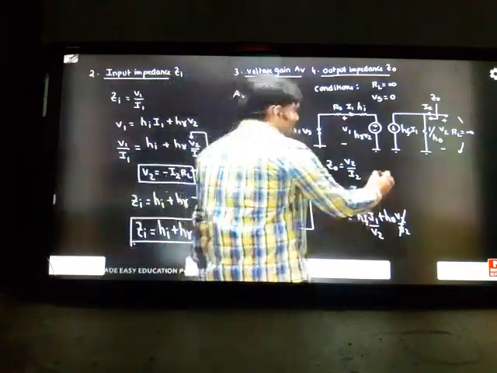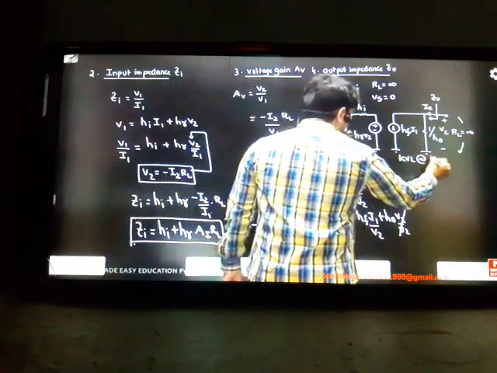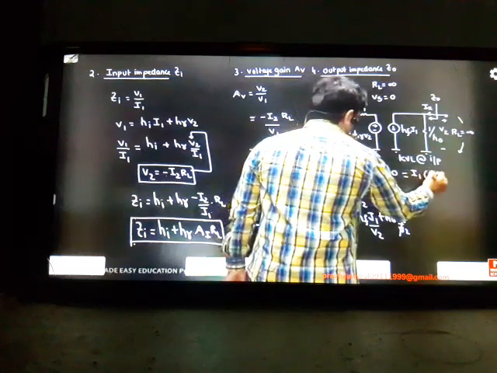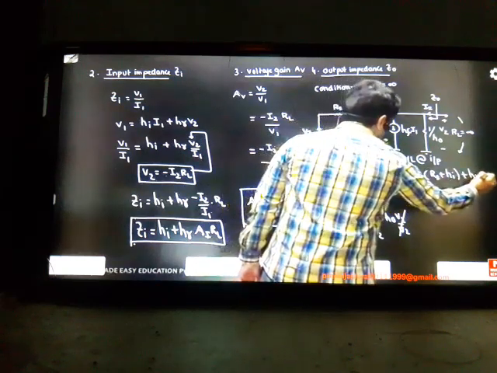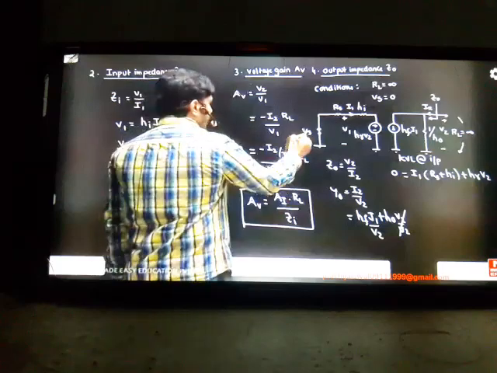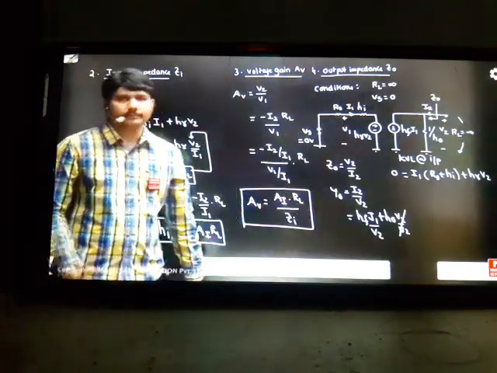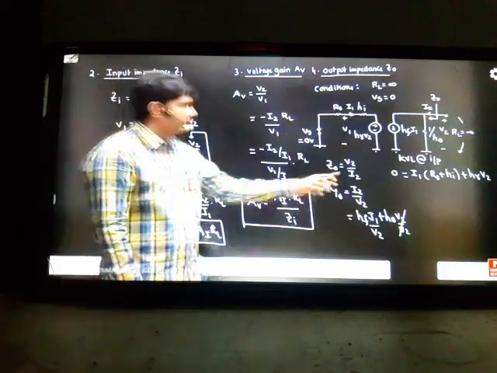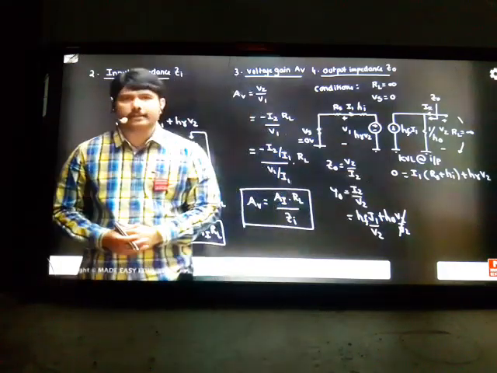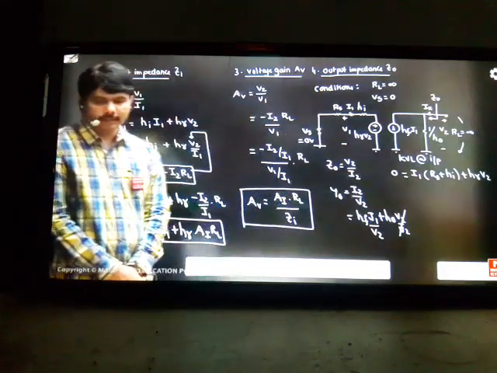Just apply KVL from the input loop. 0 is equal to I1 into RS plus HI plus HR into V2. Just apply the KVL after applying the condition Vs equal to 0. And you can ask, sir, what about V1 voltage? Vs is 0, not V1 is 0 there. So 0 is equal to I1 into RS plus HI plus HR into V2. This is the concept.